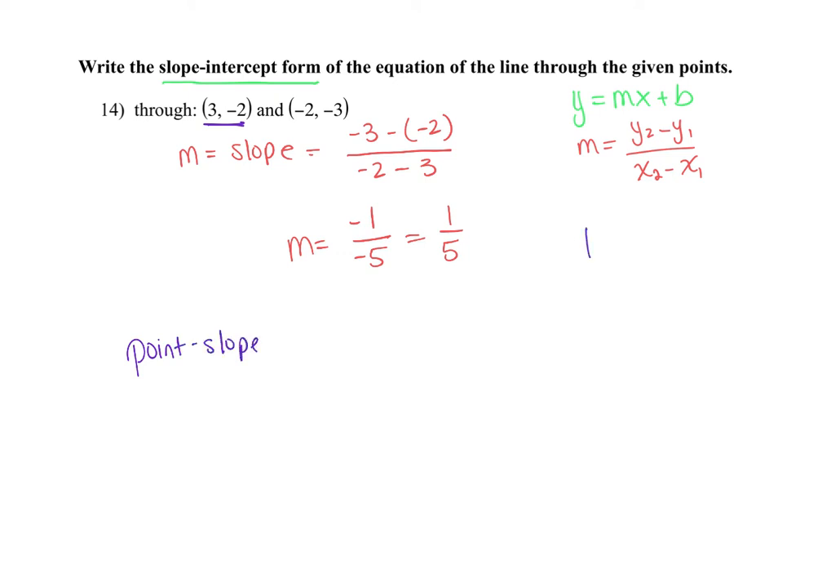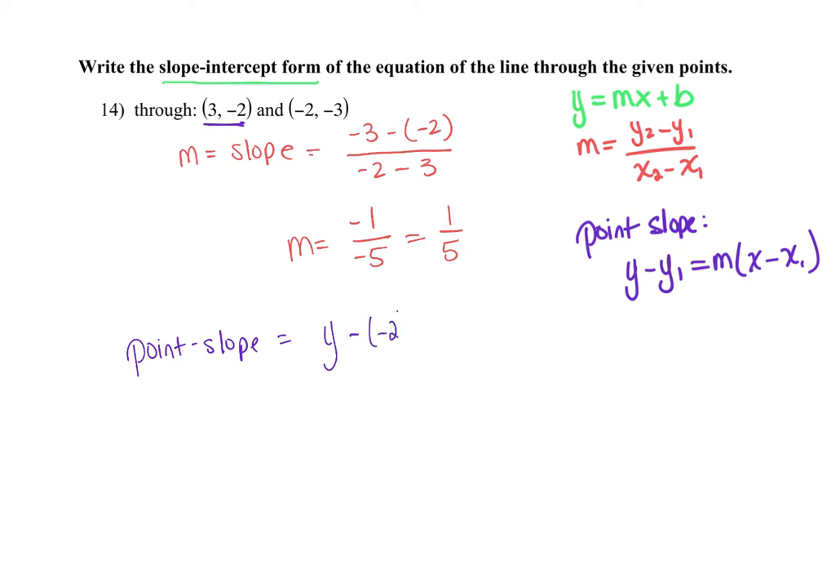And just a reminder, your point slope equation is y minus y1 equals m x minus x1. You could plug it back into your slope-intercept and just solve for b if you want to, and then plug everything back in. This will just get you straight to it. So I have y minus my y1 equals m that I just figured out, x minus my x1.